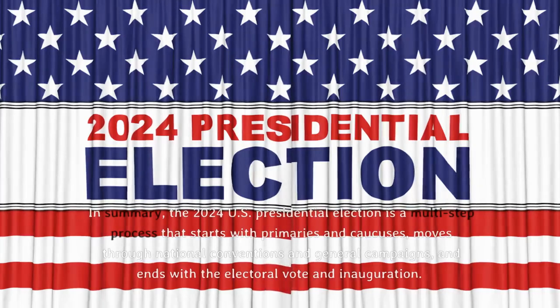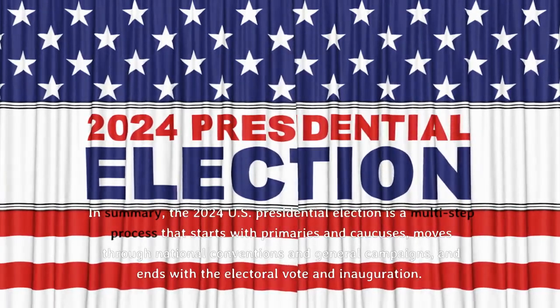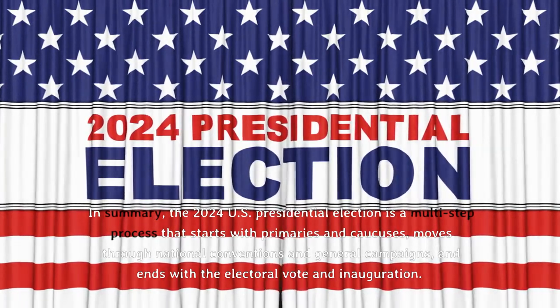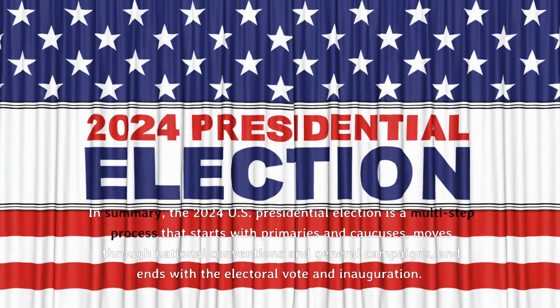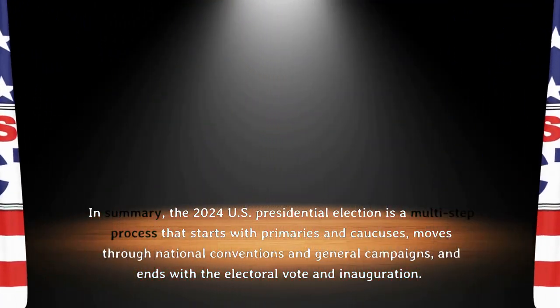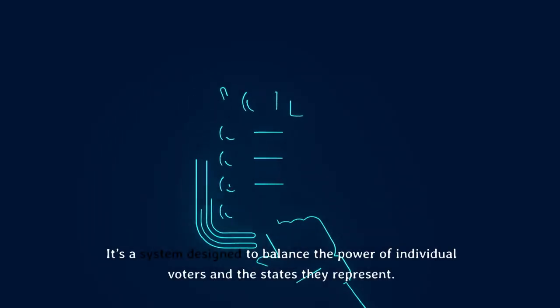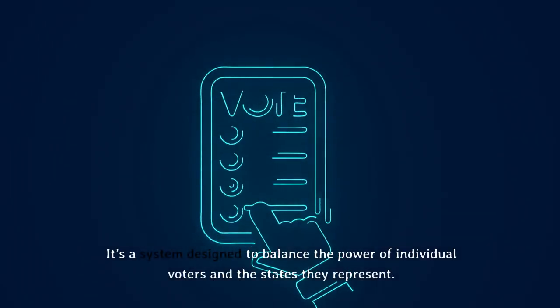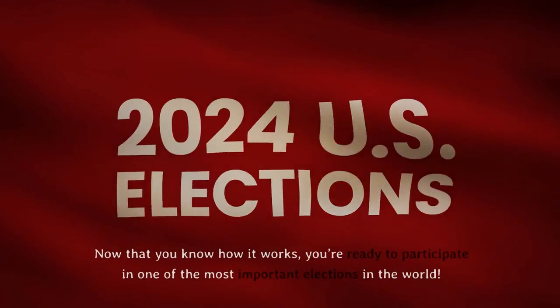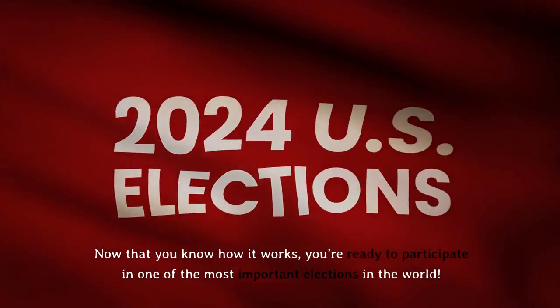In summary, the 2024 U.S. presidential election is a multi-step process that starts with primaries and caucuses, moves through national conventions and general campaigns, and ends with the electoral vote and inauguration. It's a system designed to balance the power of individual voters and the states they represent. Now that you know how it works, you're ready to participate in one of the most important elections in the world.